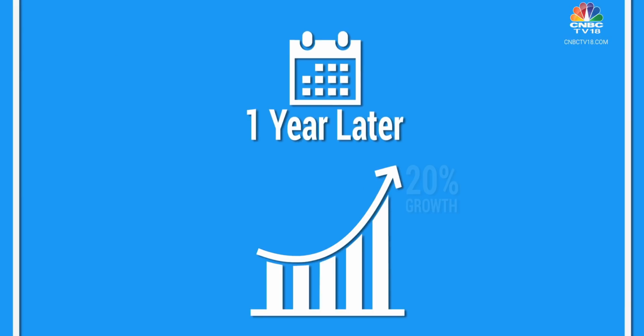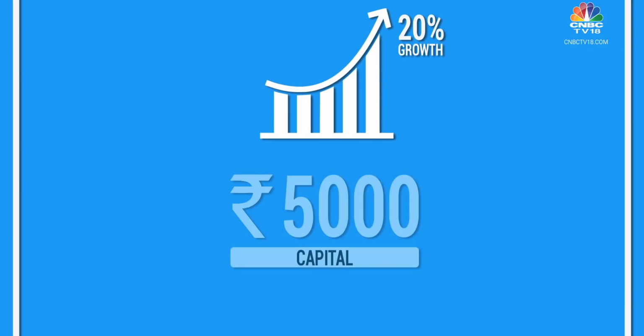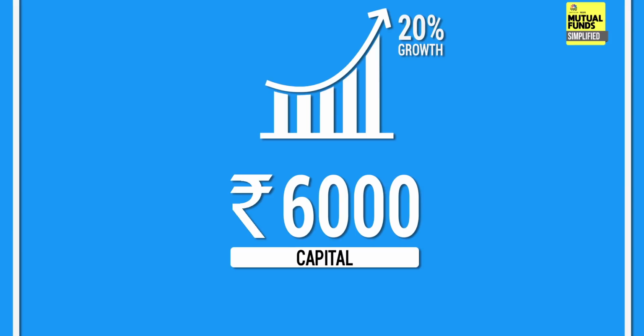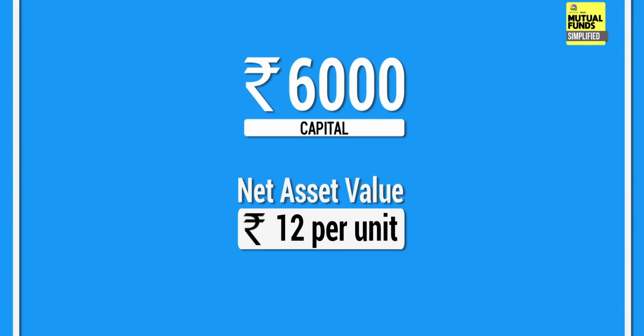And with this rise, the NAV grows. So after a year, if the growth is 20%, the 5,000 rupee capital becomes 6,000. And in turn, the NAV becomes 12 rupees a unit. That's right. So if a year later I decide to buy the unit, I have to buy it at the new NAV. Yes, that's how it would be for an open-ended scheme, which will create more units as per your demand at the prevailing NAV.